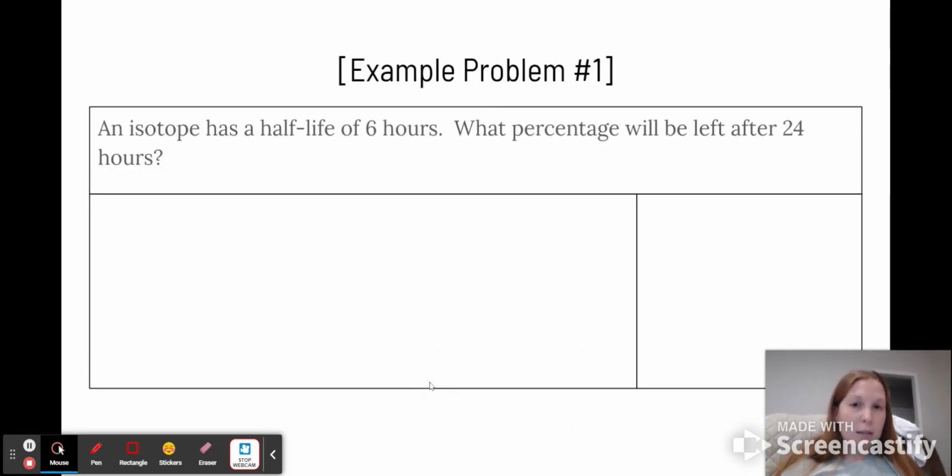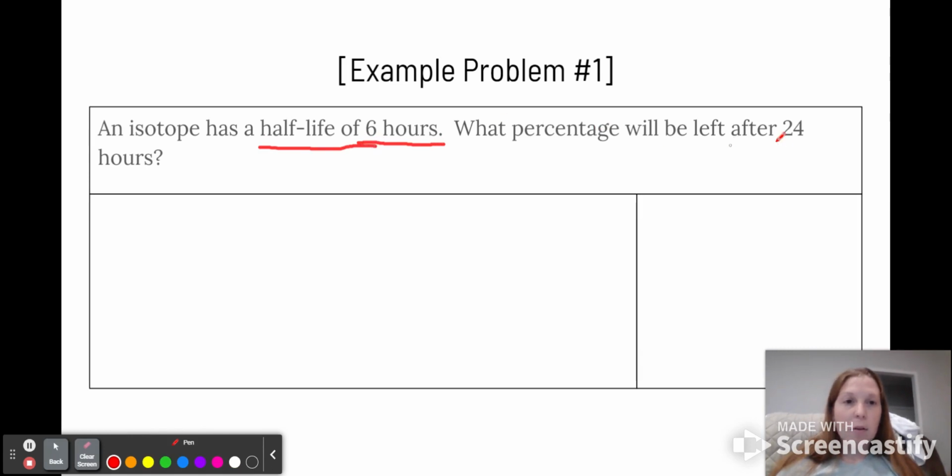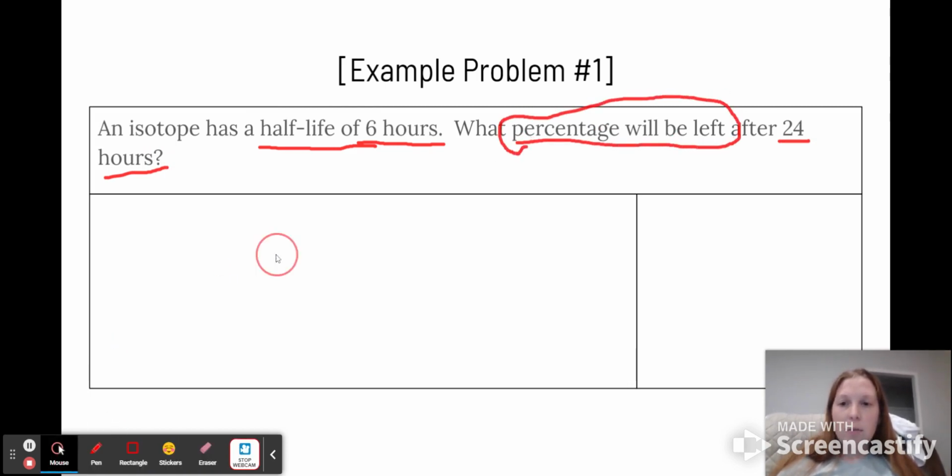So now let's look at an example together. This says that we have an isotope that has a half-life of 6 hours. What percentage will be left after 24 hours? So we know we've got, let me underline this whole thing, a half-life of 6 hours. How much is left after 24 hours? And that's what we're looking for. So now let's go into the problem.